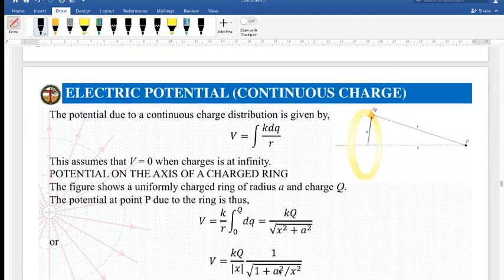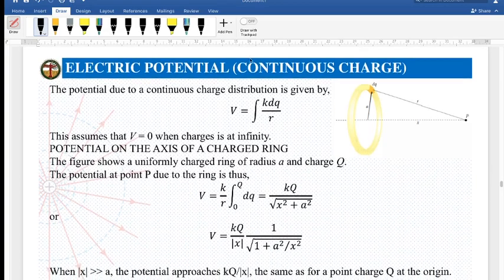Okay, so let's move on to continuous charge. By definition, this is the formula for the potential of a continuous charge distribution, assuming that your reference point is at infinity, meaning that V is equal to 0 at infinity. Okay? So next, first we have to find the potential on the axis of a charged ring.